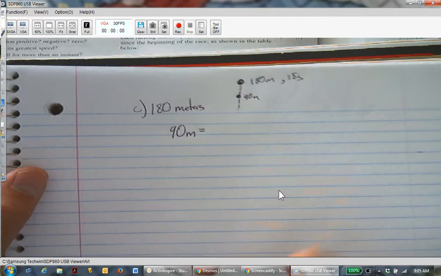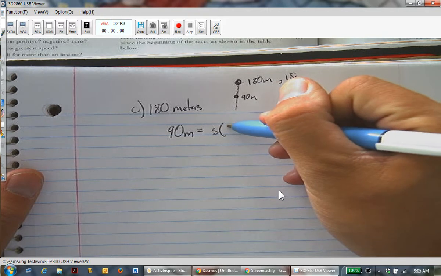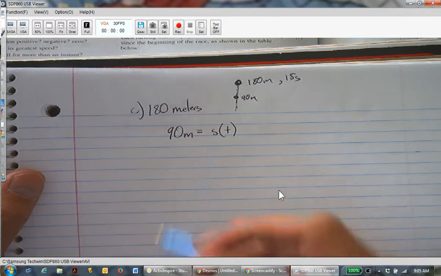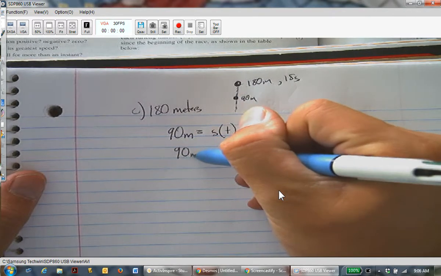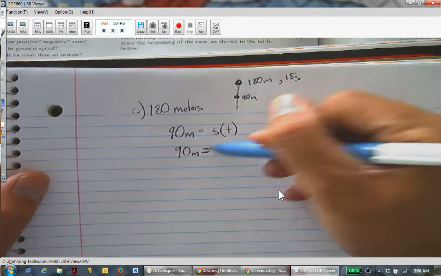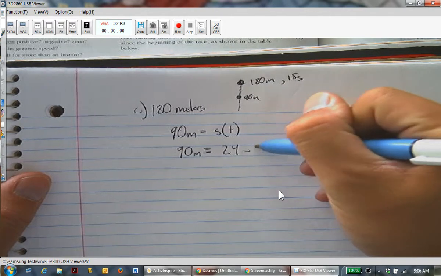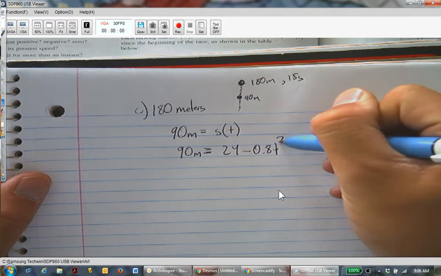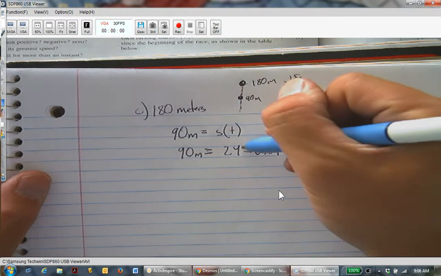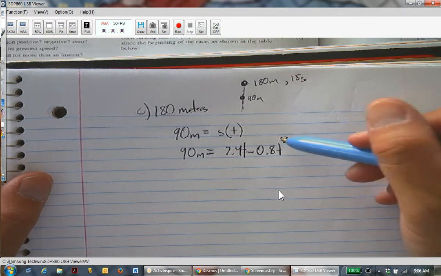And we're going to set that equal to our position. We want to find out the time it took for it to get to 90 meters. So if we write this out as where the position is, we set that equal to our general position formula, which is 24t minus 0.8 t squared. Okay. That's how you set it up.